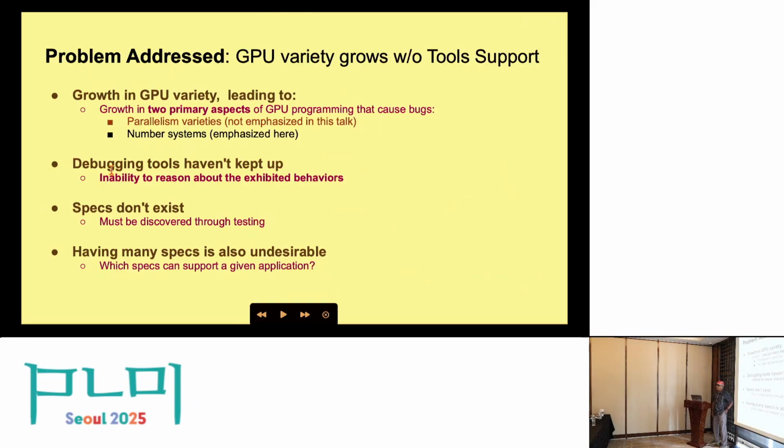So I think the takeaway so far is that GPU variety is pretty large, and debugging tools have not kept up, and the specs don't exist. This is another aspect of it. None of this is actually given to us, so we had to discover what these hardware units actually do. And also having many specs is not good, because having a lot of specs means that you really do not know how we can move code from one platform to the other.